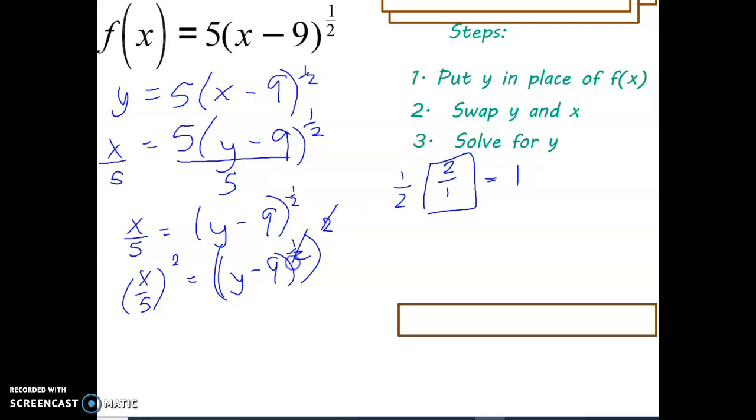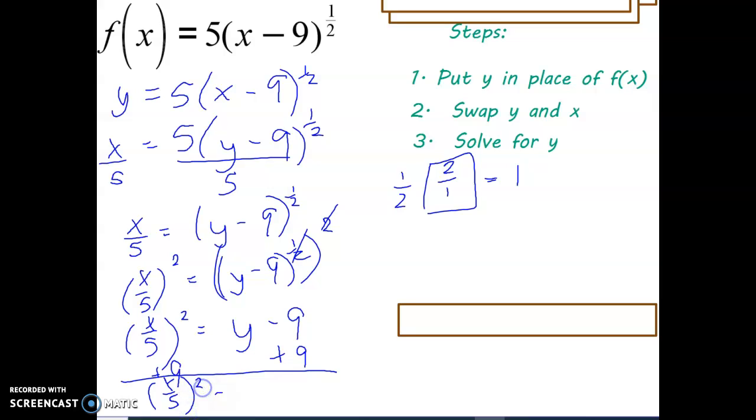All right, 2 and 1/2 multiply together to be 1. So I just have left y minus 9. I don't need my parentheses anymore because the parentheses were for the exponent and we have eliminated the exponent. So still working to get y by itself, I'm going to add 9 to both sides. So I'm going to end up here with x over 5 squared plus 9 equals y.